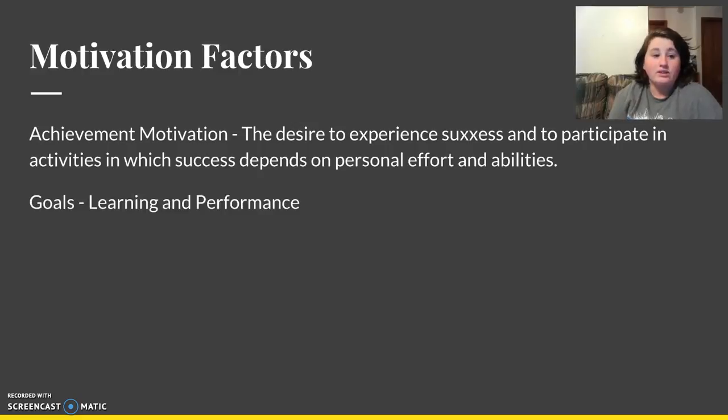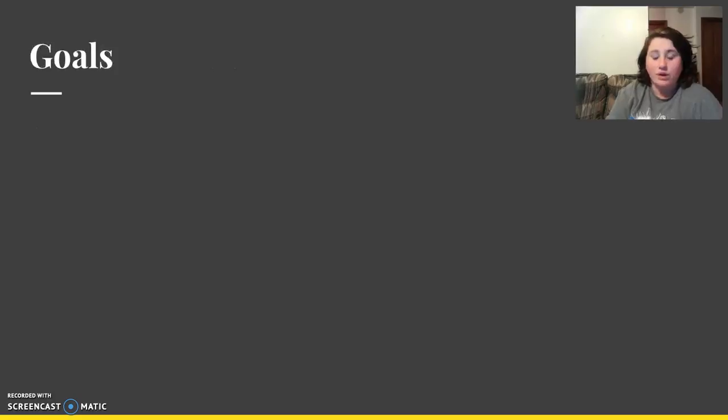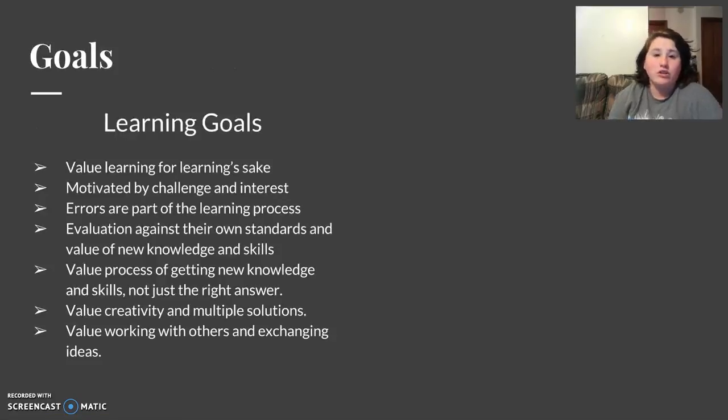Then you have different goals. You have learning goals and performance goals, and I've kind of broken both of these down. First, we have our learning goals. If a student has good learning goals, they value the learning for the sake of learning. They like to learn new things. They are motivated by challenge and things that interest them. They believe that errors are part of the learning process.